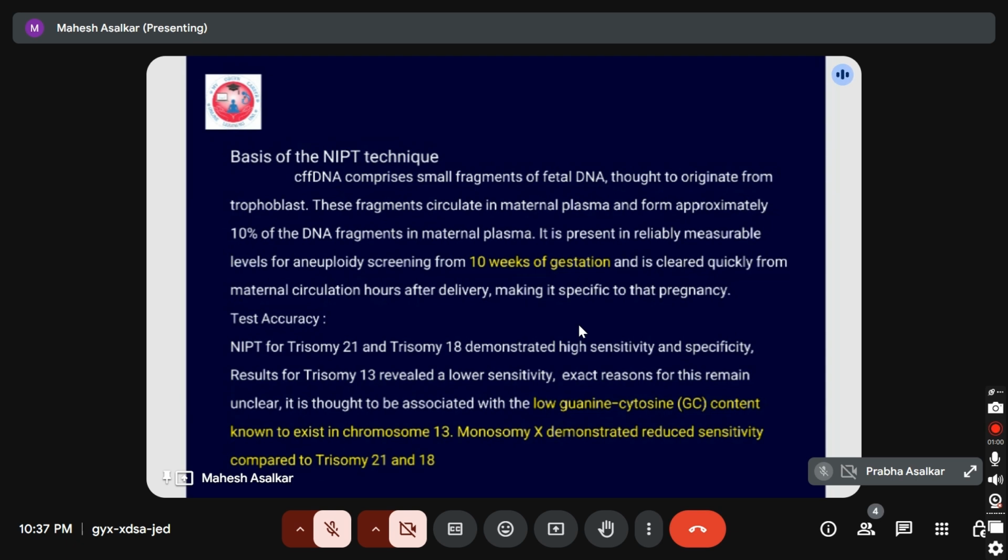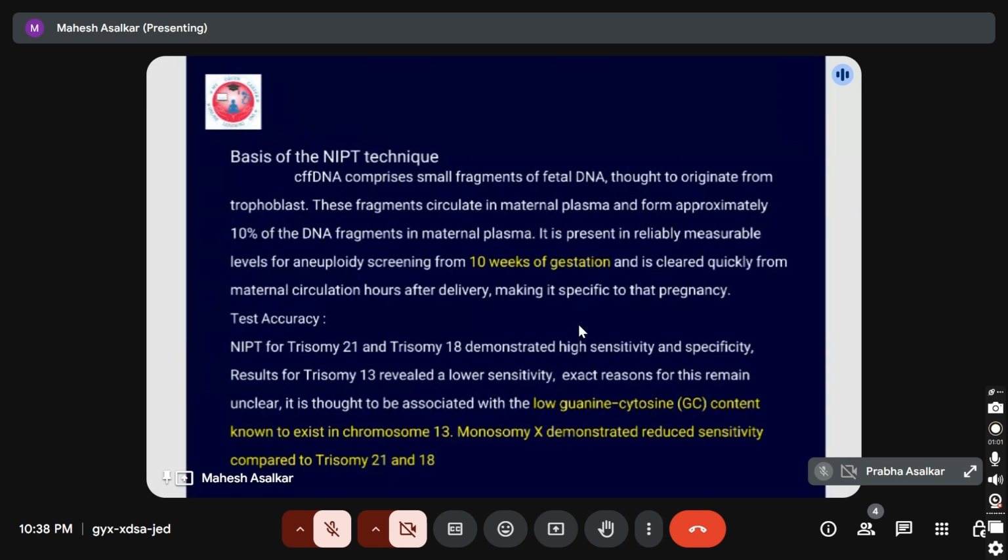Now, what is the test accuracy? NIPT for trisomy 21 and trisomy 18 demonstrated high sensitivity and high specificity. Results for trisomy 13 revealed a lower sensitivity. The exact reasons for this remain unclear. It is thought to be associated with the low guanine cytosine content known to exist in chromosome 13. Monosomy X demonstrated reduced sensitivity compared to trisomy 21 and 18.